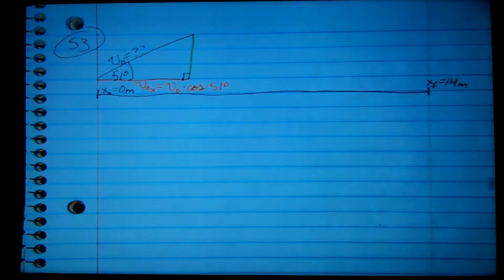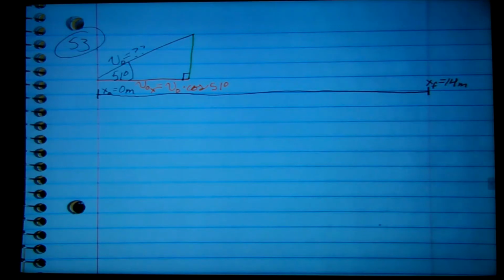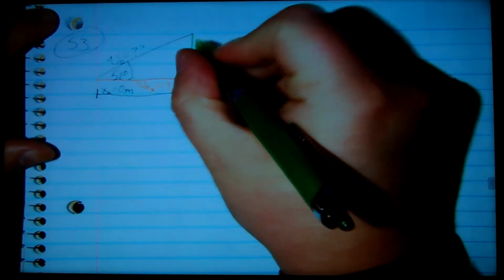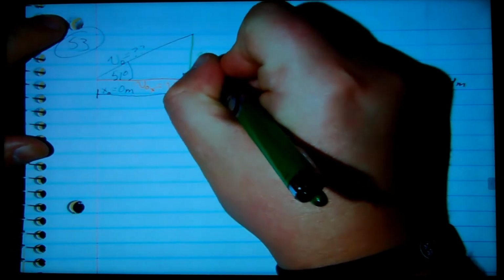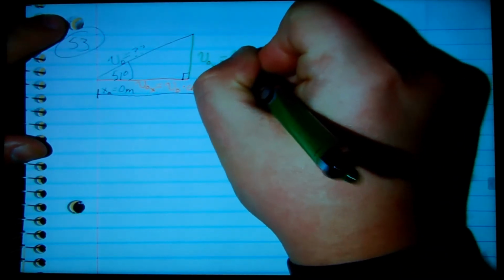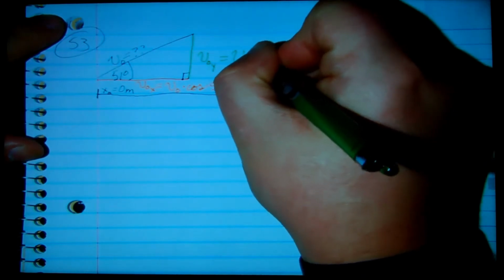I had a question. Yes. Why couldn't you use the bottom part where it equals 14 meters? Is it because it's in the X direction and you need the Y direction? Yes. If that was in the Y direction, we'd be set. Okay. Then we have the initial velocity in the Y direction is equal to the initial velocity times the sine of 51 degrees.